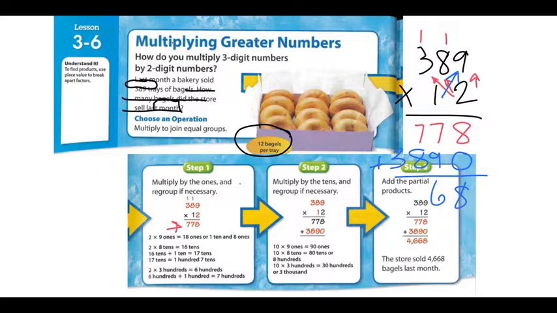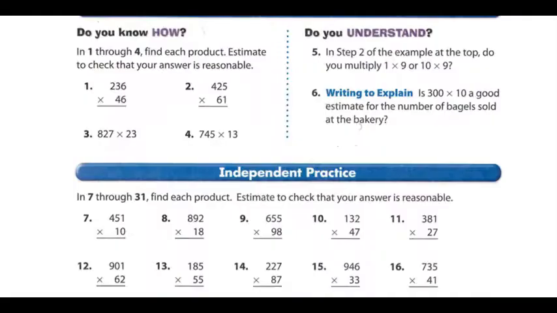9 plus 7 is 16, 15, 16. Okay, so we know that they sold 4,668 bagels last month. In other words, this is the same process that you've been doing to multiply 2-digit by 2-digit, but you've got an extra digit that you need to remember to multiply by, but you have the same number of partial products when it's 3-digit by 2-digit.